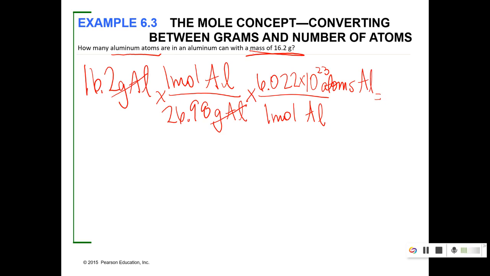Okay, obviously that takes up a bit more space. So if you're writing large like I am right now, make sure you leave a little bit extra space. Okay, so again, you can put this in parentheses if you want, but it's not necessary unless you're dividing. I get 3.62 times 10 to the 23 atoms, because our moles cancel, of aluminum.